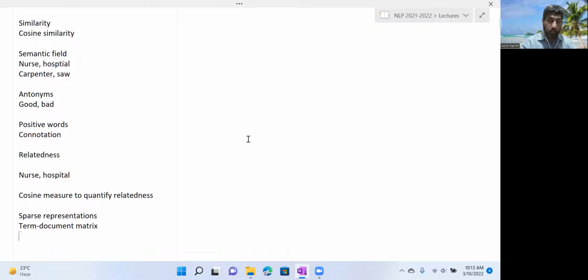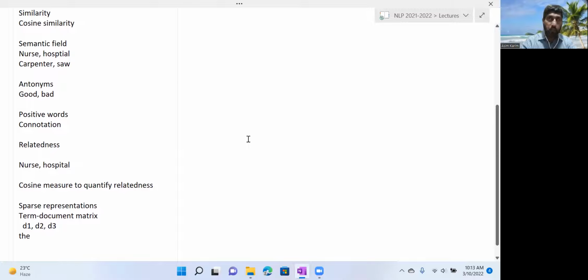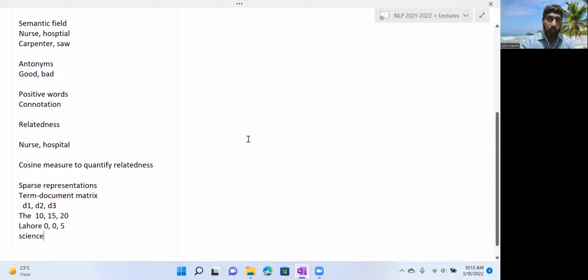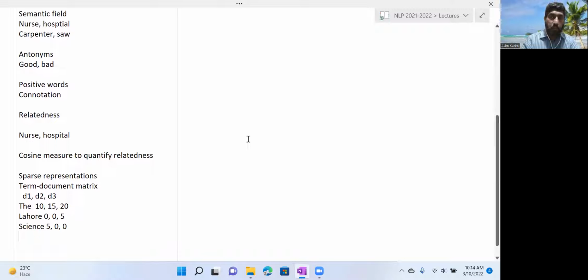So let's say, I think I showed this, let's say your documents D1, D2, and D3, and then you have some word, the. The occurs, let's say, 10 times, 15 times, and 20 times. And then let's say you have the word Lahore, which occurs 0, 0, and let's say 5. And then let's say you have the word science, which occurs, let's say, 5, 0, and 0. All right. So of course, these numbers that I've written are the count.